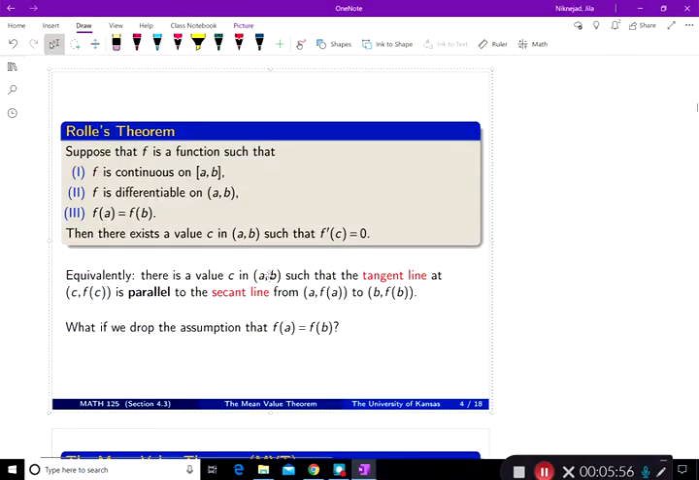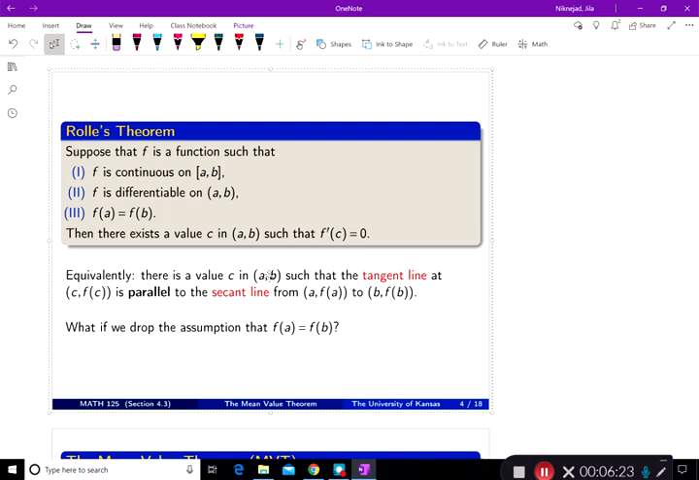Now let's discuss Rolle's theorem again. Suppose that f is a function such that f is continuous on the closed interval [a, b], f is differentiable on the open interval (a, b), and f(a) is equal to f(b). Then there exists a value c in (a, b) such that f'(c) is equal to 0.